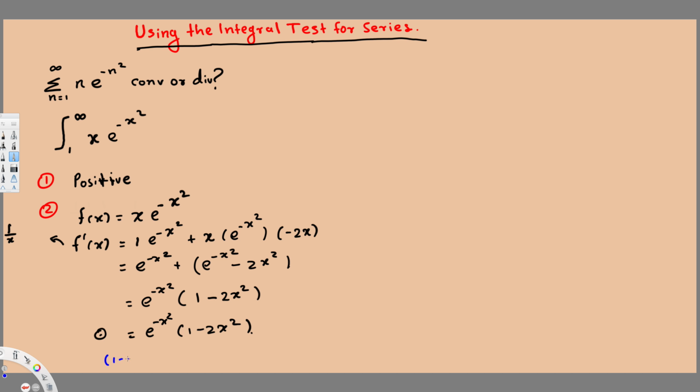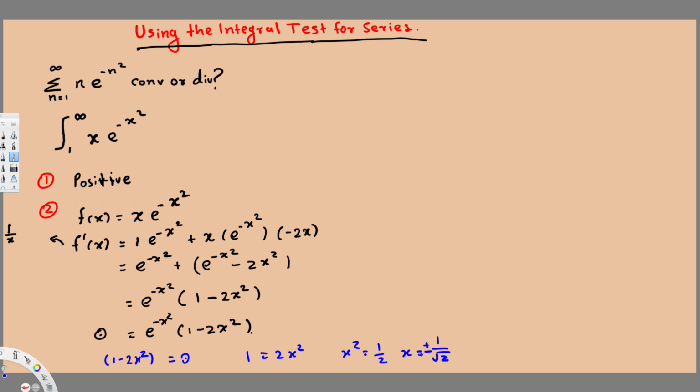So 1 minus 2x square is equal to 0. If you bring the minus 2x square to the other side, 1 is equal to 2x square, therefore x square is equal to 1 over 2, therefore x is equal to 1 over root 2. And that is plus or minus, right? Because we are squaring, it's plus or minus 1 over root 2. So this is our critical point.